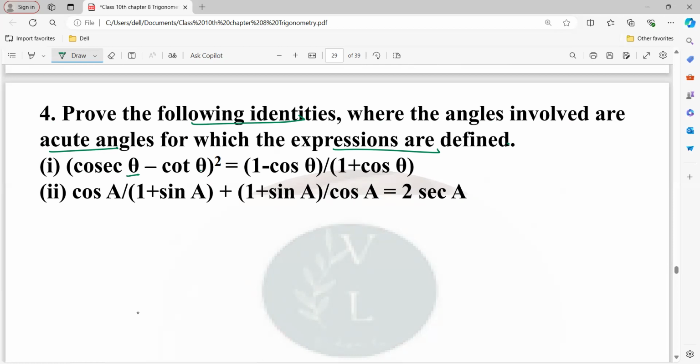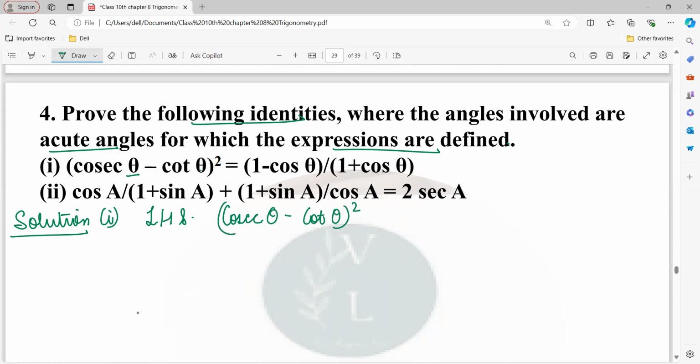So we need to solve the expression left hand side and right hand side, and we need to prove that left hand side is equal to right hand side. So let's solve the first part. Let's take the left hand side. We can either take left hand side or the right hand side. In some questions, we need to solve the left and right both. Okay. So let's try to solve the left hand side. So here we have cosecant theta minus cot theta whole square. We need to prove that this will equal 1 minus cos theta upon 1 plus cos theta.